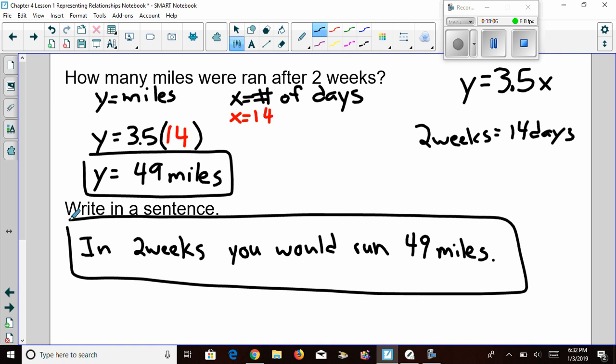So yes, we are at a point where you guys are going to need to be able to write complete sentences to state what is going on. It could be to state what the equation represents. It could be to state what our solution means. Just be ready to make sure you write complete sentences. Now we're going to move on to an example I want you guys to try.